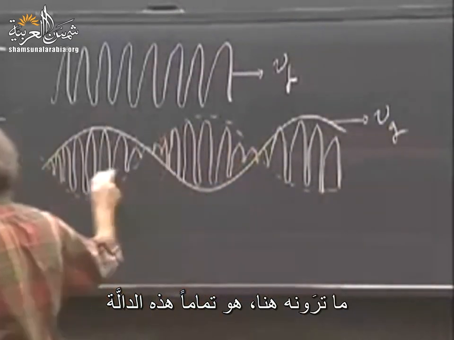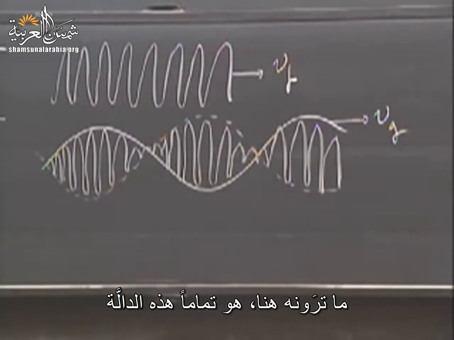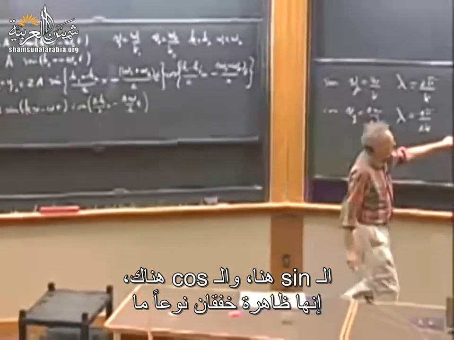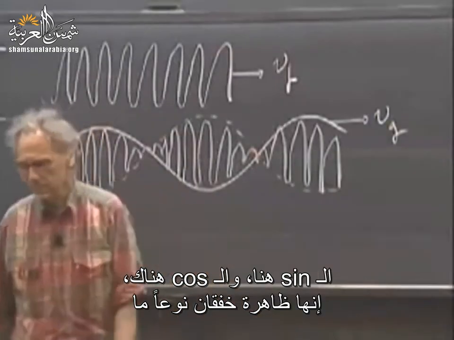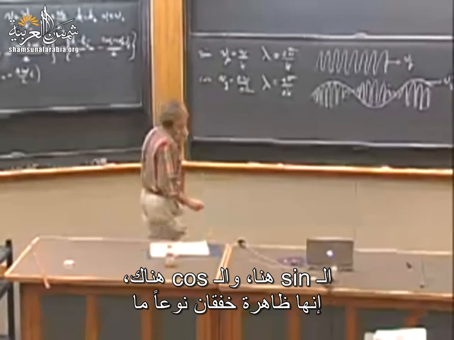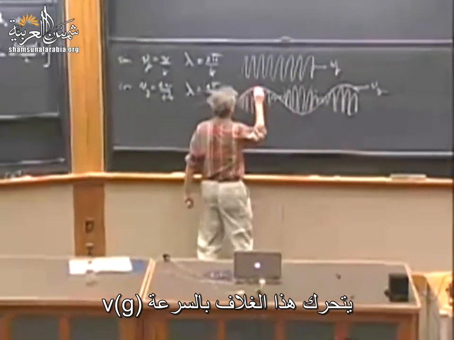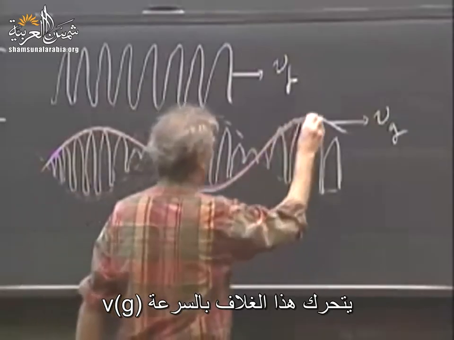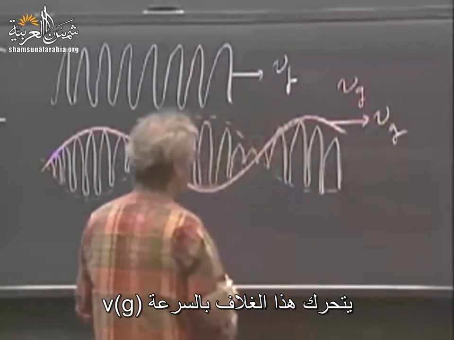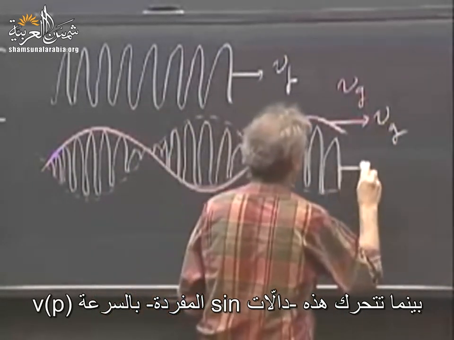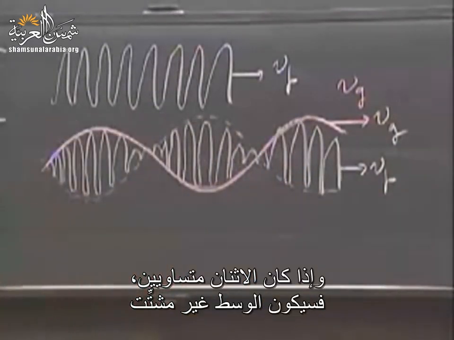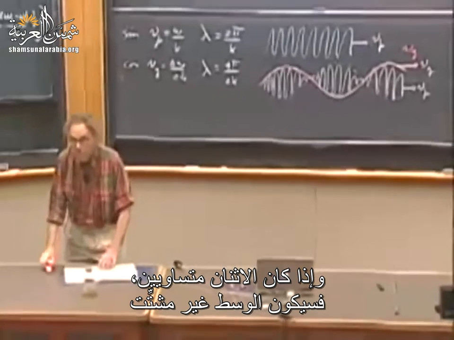So what you are looking at here is exactly this function. The sines are in here, and the cosine is there. Some kind of a beat phenomenon, of course. And it is this envelope that moves with the group velocity, as I already have here. It is the individual sines that move with the phase velocity. And if the two are the same, it's a non-dispersive medium.